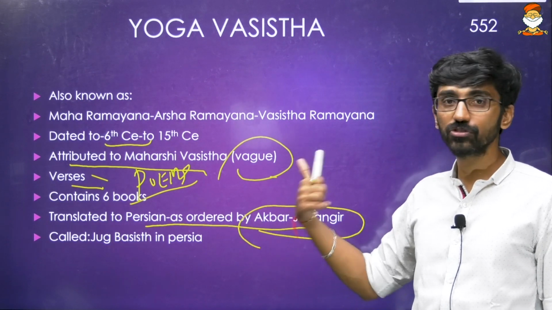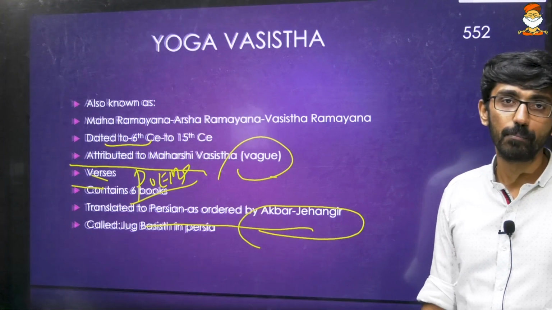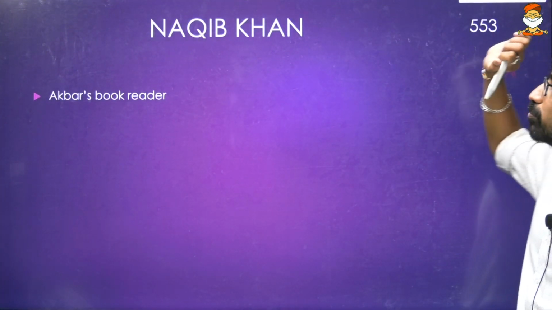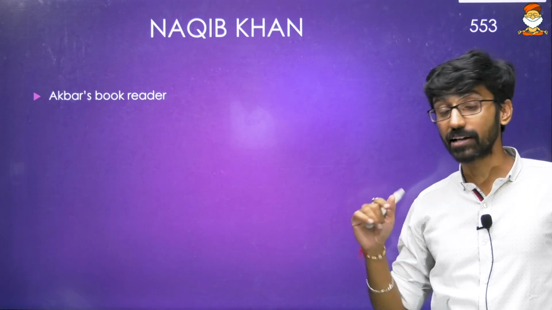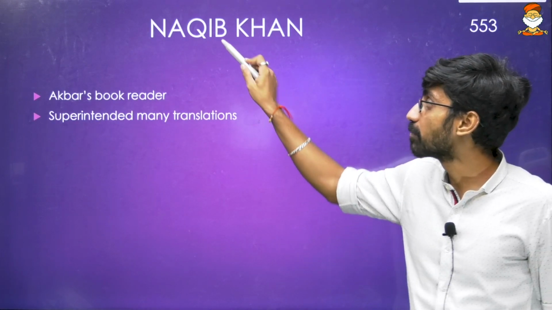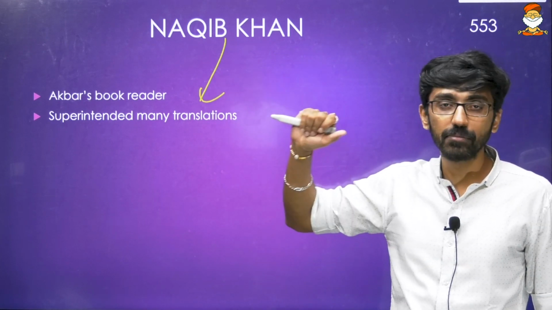But in the answer options, there was no Jahangir, there was Akbar. That is the reason I went with that one, called Jug Basist in Persia. And again, Nakib Khan. That is Akbar's book reader, Nakib Khan, because Akbar was illiterate. Akbar never had formal education, and Akbar had a translation department, and the head of the department was Nakib Khan.